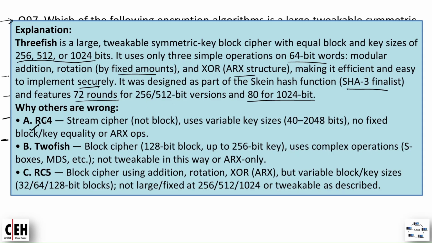So why are the other options wrong? Option A, RC4 is a stream cipher, not a block cipher, and it uses variable key sizes from 40 to 2048 bits, with no fixed block or key equality or ARX operations.